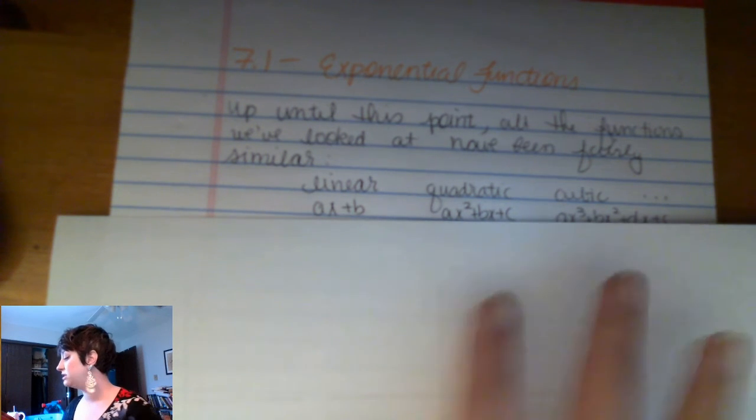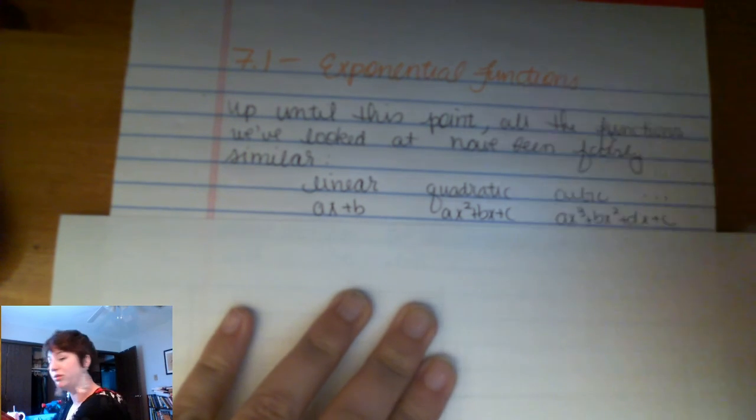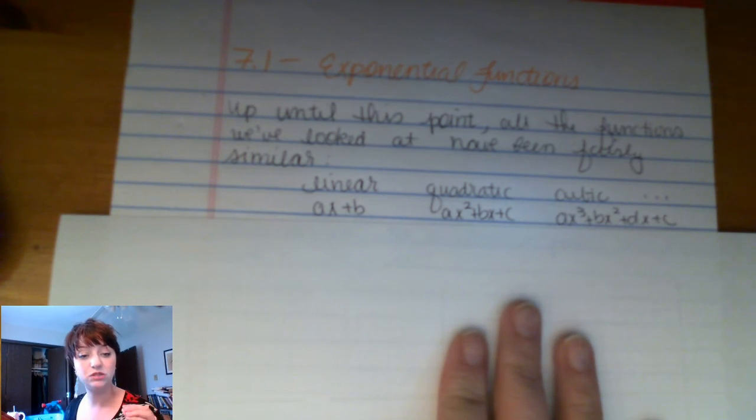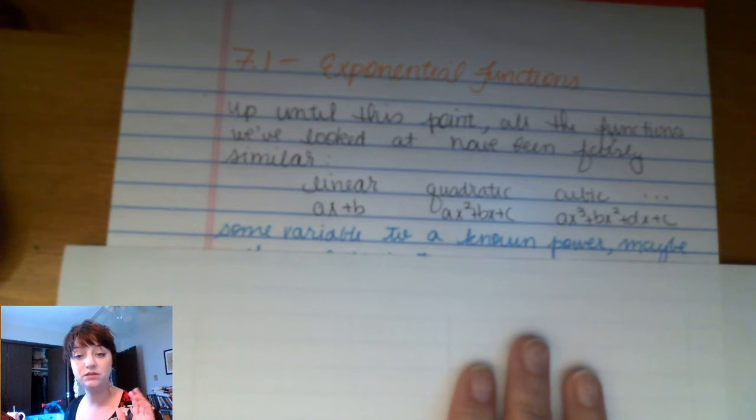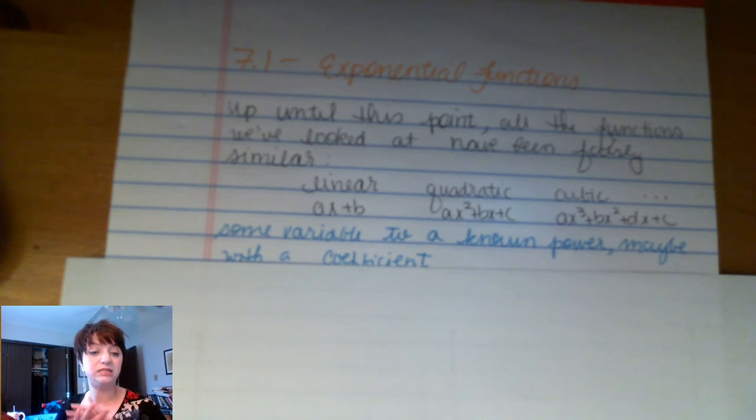These all may look very different, but they're not really. They do the same sorts of things. What they do is take a variable raised to some power that you know, and then maybe you multiply it by something and add a constant. But they're all basically like that. You take a variable, you raise it to a power, and that's basically your function and your graph.